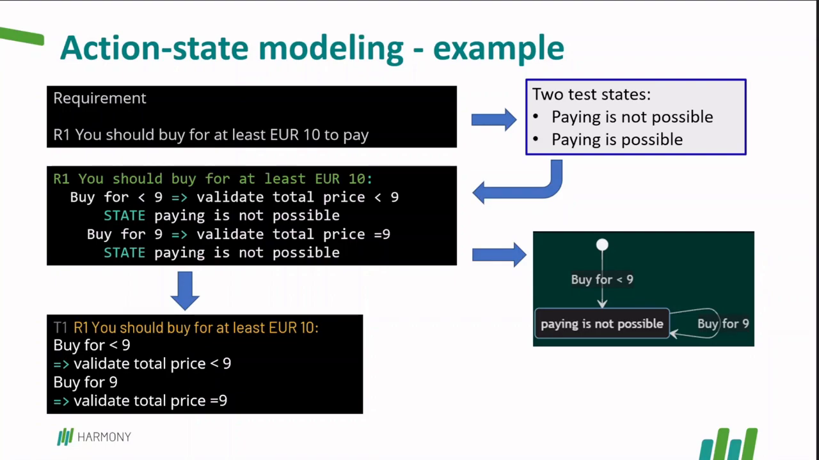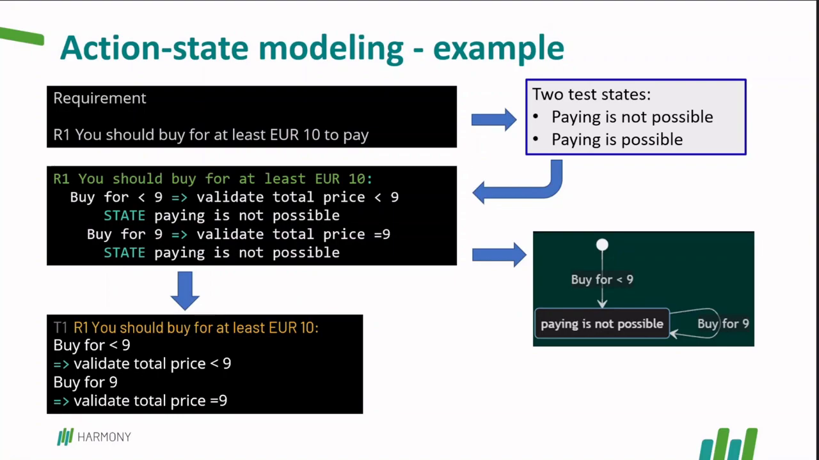Here is a simple example for action state modeling. We have a very simple requirement: you should buy for at least 10 euros to pay. And it's obvious that we have only 2 states: the start state when paying is not possible, and when paying is possible.